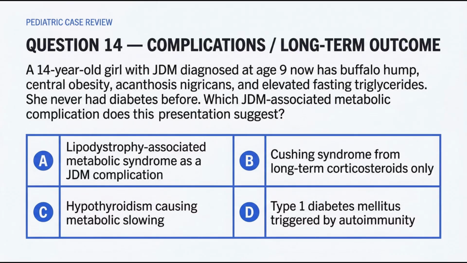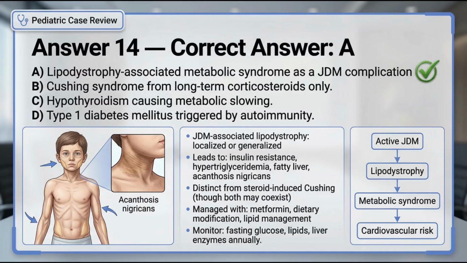Option A, lipodystrophy-associated metabolic syndrome as a juvenile dermatomyositis complication. Option B, Cushing syndrome from long-term corticosteroids only. Option C, hypothyroidism causing metabolic slowing. Option D, type 1 diabetes mellitus triggered by autoimmunity. The correct answer is option A, lipodystrophy-associated metabolic syndrome as a juvenile dermatomyositis complication.